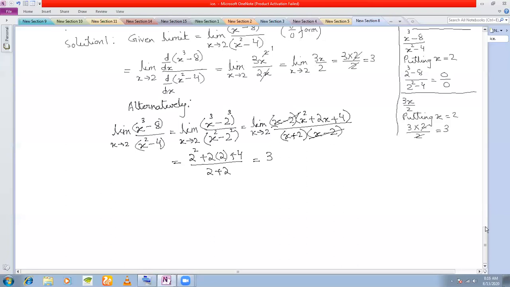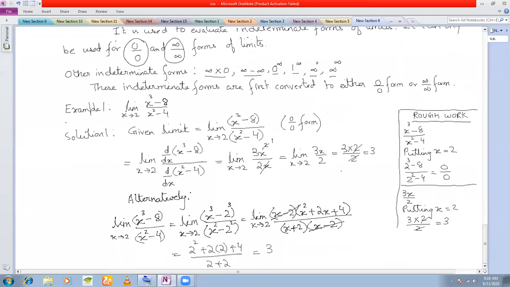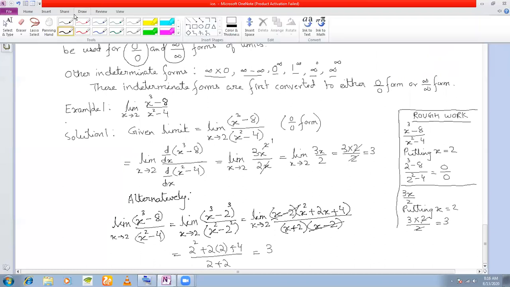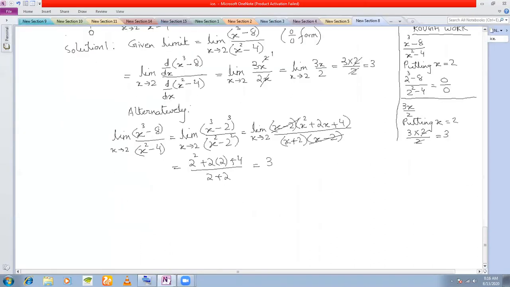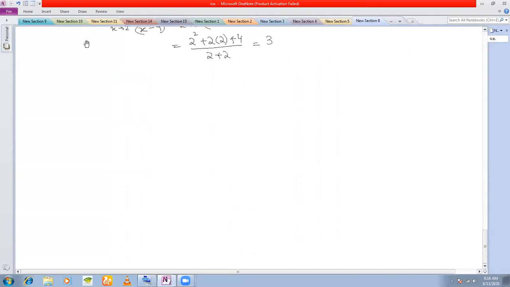Now the question comes about the other forms. How to bring the other forms to 0 by 0 or infinity by infinity form. So let us look at a very simple example of other forms where you can bring it to the normal form. Let us consider this example 2.